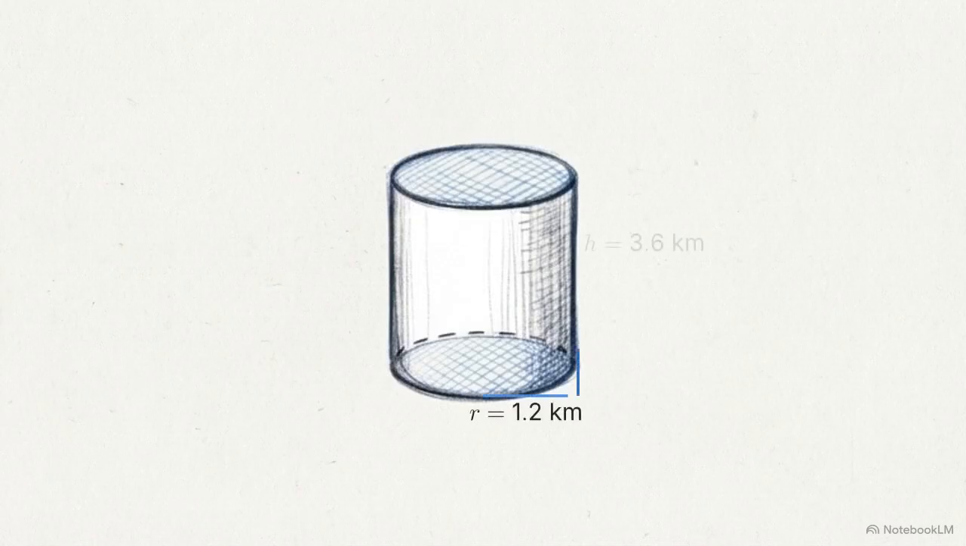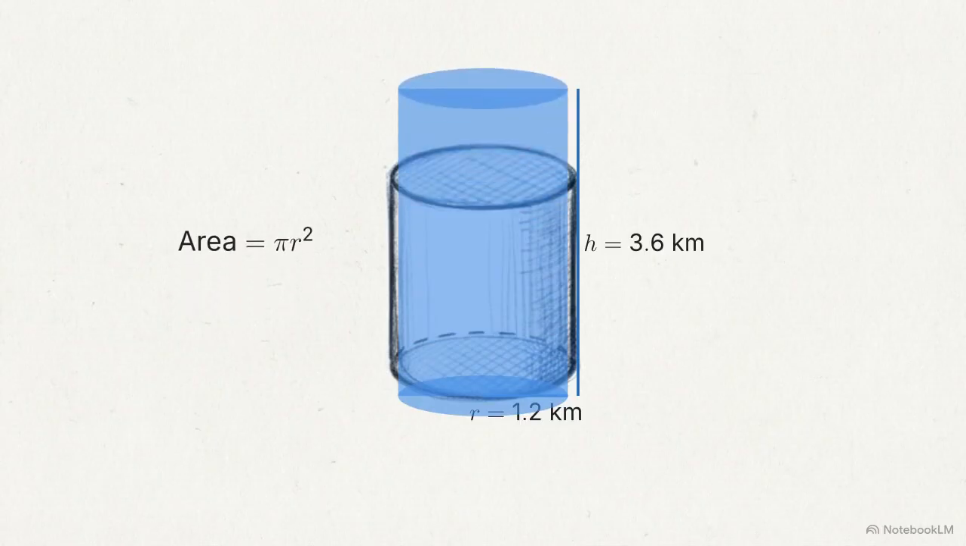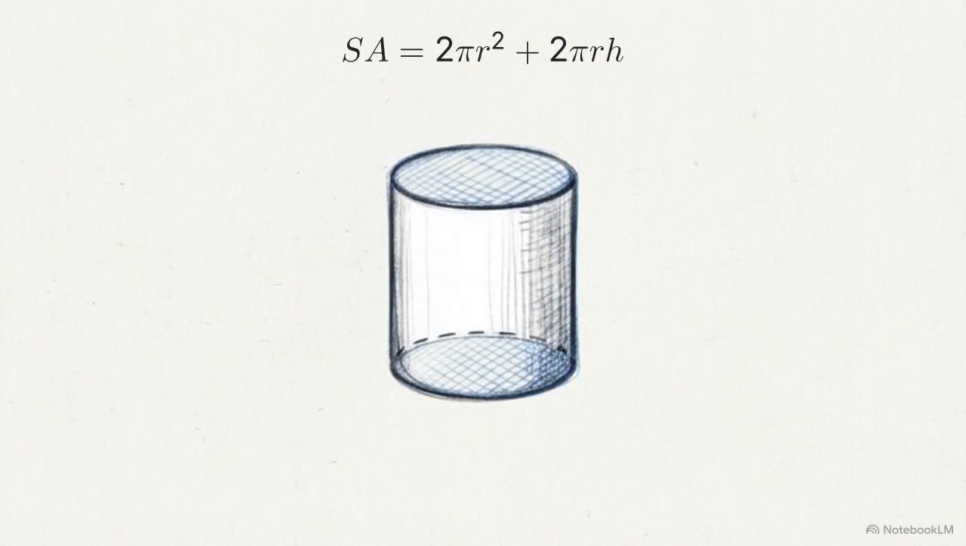Write down a radius of 1.2 kilometers and a height of 3.6 kilometers. Following our standard rule, we find the area of the base and multiply it by the height. The area of a circle is pi r squared, so our volume formula is pi r squared times the height. In your calculator, that's 3.14 times 1.2 squared times 3.6. Pay attention to your order of operations here. You must square the radius first before you multiply by anything else.